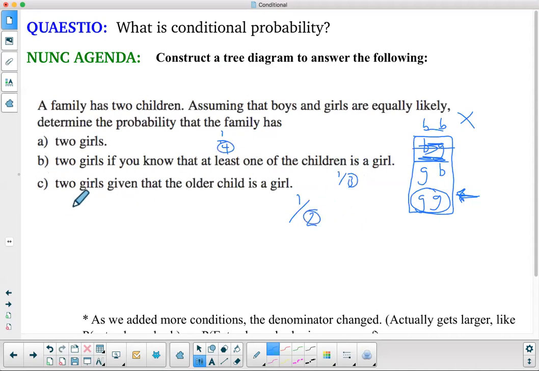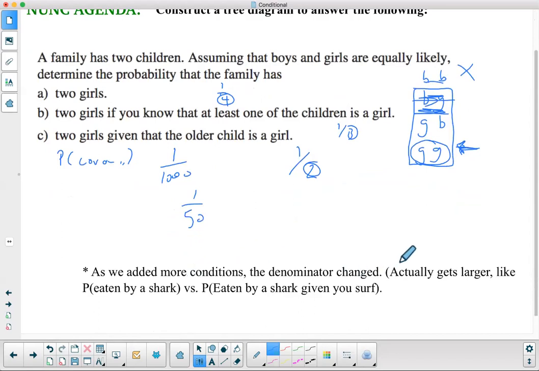And just like the probability of getting coronavirus in New York might be like, whatever it is, 1 out of like 1,000 or something like that. If you're in a hospital, and maybe there's only 50 people in the hospital, it could be like 1 out of 50. It could be a bigger probability. So as we added more conditions, the denominator changed. The probability gets larger, like probability of being eaten by a shark versus probability of being eaten by a shark given you surf. So this is the word that's important, given.